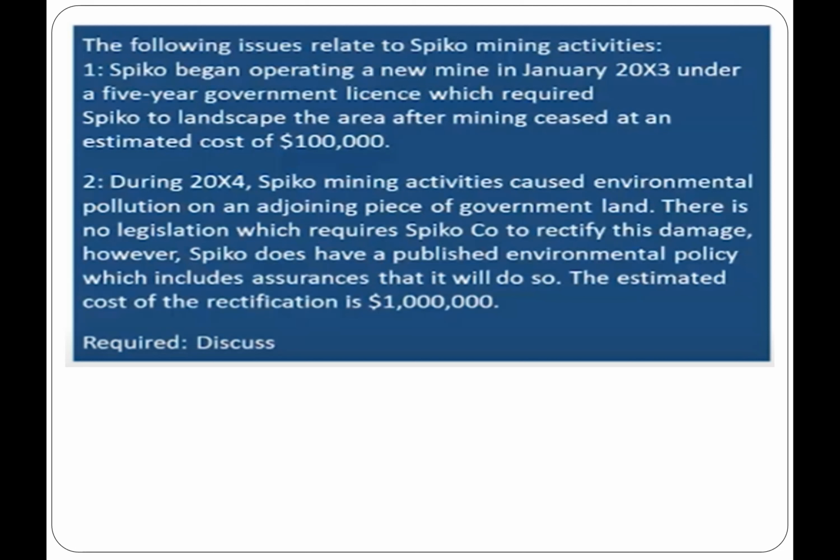Then, are we able to reliably estimate the amount? Okay, so we've already established, perhaps before we even started, that the landscaping is going to require an estimated cost of 100,000. So the amount is already given, which means a reliable estimate of the cost is there. So it means we've satisfied all 3 conditions that are required for us to recognize the provision. So we can go ahead and recognize the provision.